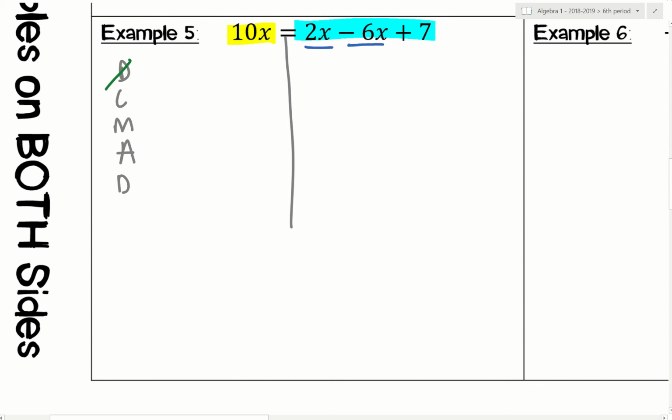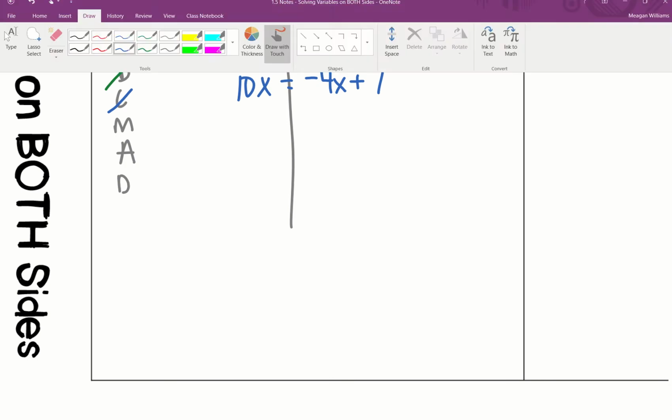2x and negative 6. And when you type it in your calculator, you read it like a book. So it's 2 minus 6 to give me negative 4x. And then what do I bring down? Plus 7. On the left side, it's just 10x. Great job. Now I'm going to move that variable.